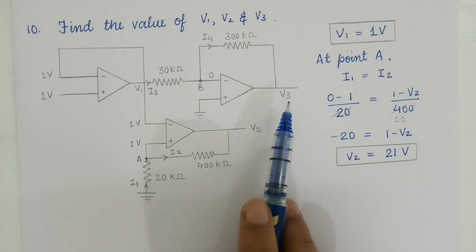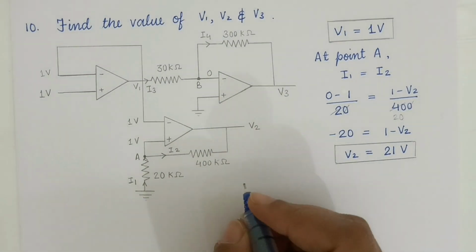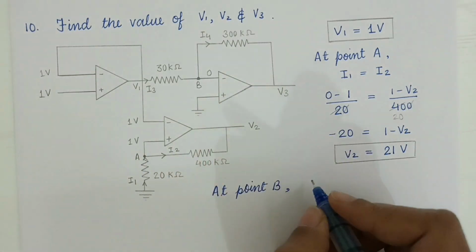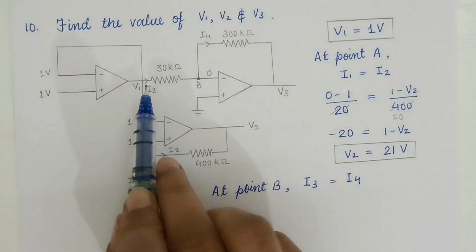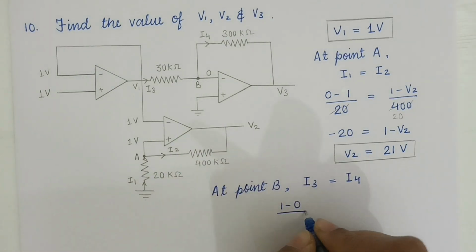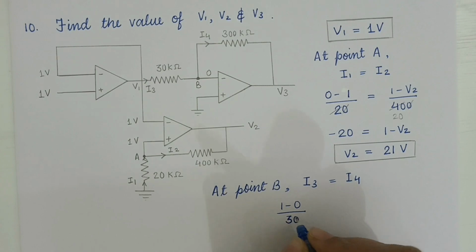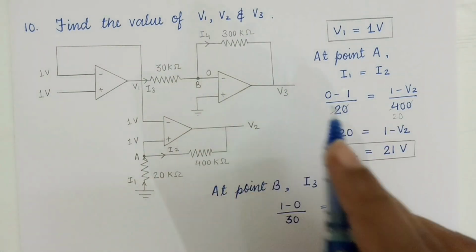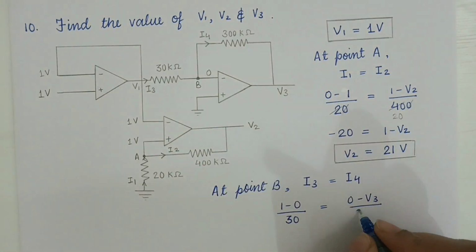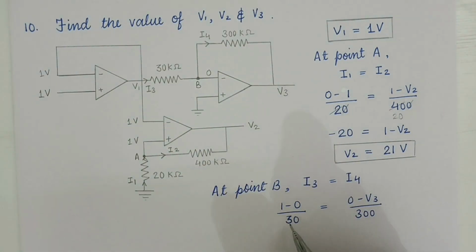Now it's the turn of V3. Let's solve at point B. So at point B, I3 is equal to I4. That is V1, that is (1 minus 0) divided by 30, is equal to (0 minus V3) divided by 300. So you can see it is 10 times. So from here we will get the value of V3, which is obviously minus 10.